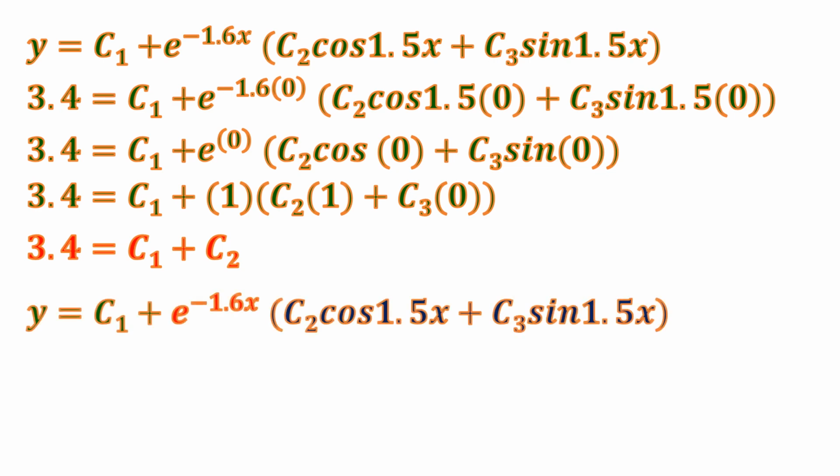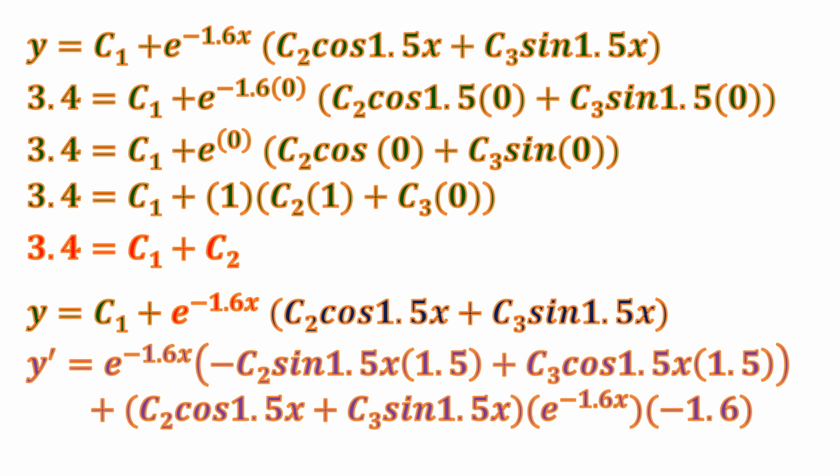And then we'll continue with the general solution that we have, and we are going to get the first derivative. The derivative of c sub 1 is 0 because it's a constant. The derivative of a constant is 0. Now we just need to find the derivative of the second term, the one with e to the negative 1.6x, that is our u, because we're going to use the product rule. And our v is c2 cos 1.5x plus c3 sine 1.5x.